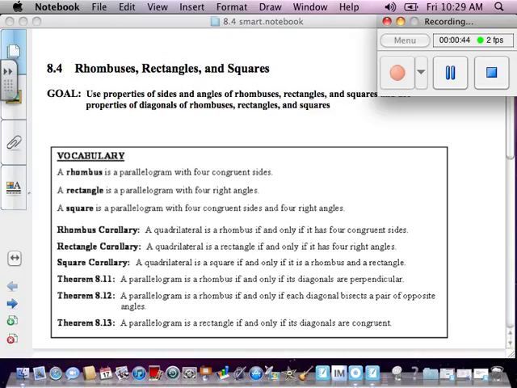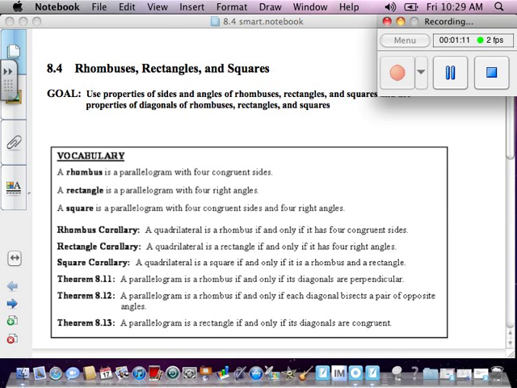Rhombus corollary: a quadrilateral is a rhombus if and only if it has 4 congruent sides. Rectangle corollary: a quadrilateral is a rectangle if and only if it has 4 right angles. A quadrilateral is a square if and only if it is both a rhombus and a rectangle, meaning 4 congruent sides and 4 right angles. 8.11: a parallelogram is a rhombus if and only if its diagonals are perpendicular.